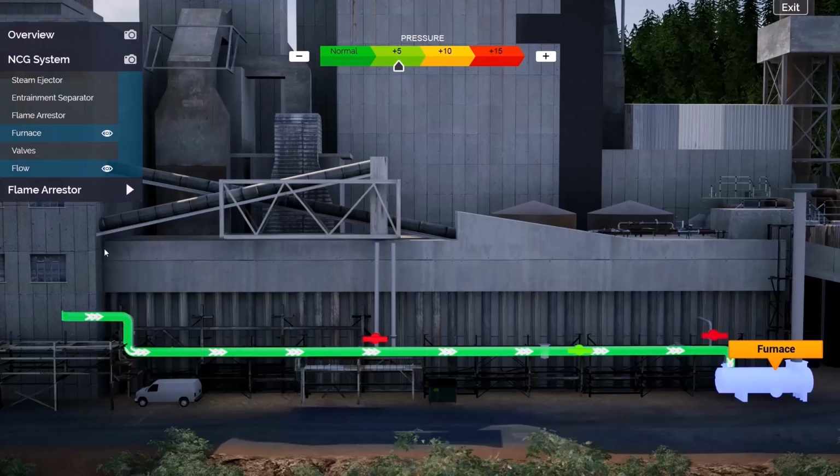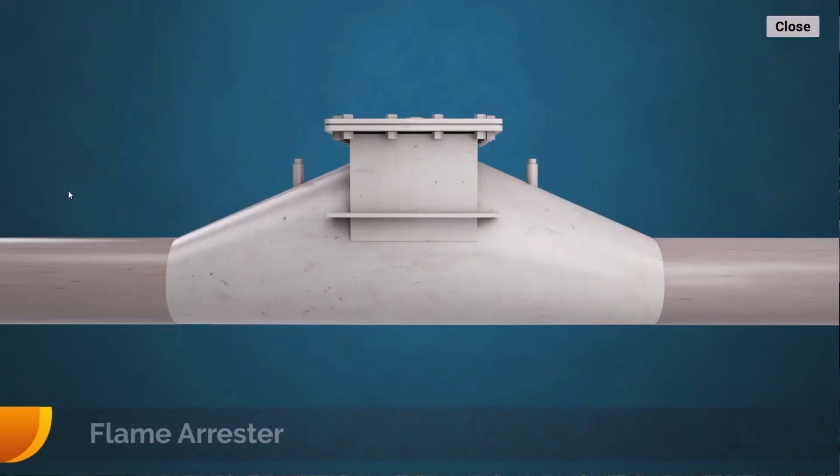We can view an animation of the flame arrestor explaining what would happen if the furnace flames were to come back too far. This is the flame arrestor. It is designed to quench the flame to prevent it from going further back up the pipe.